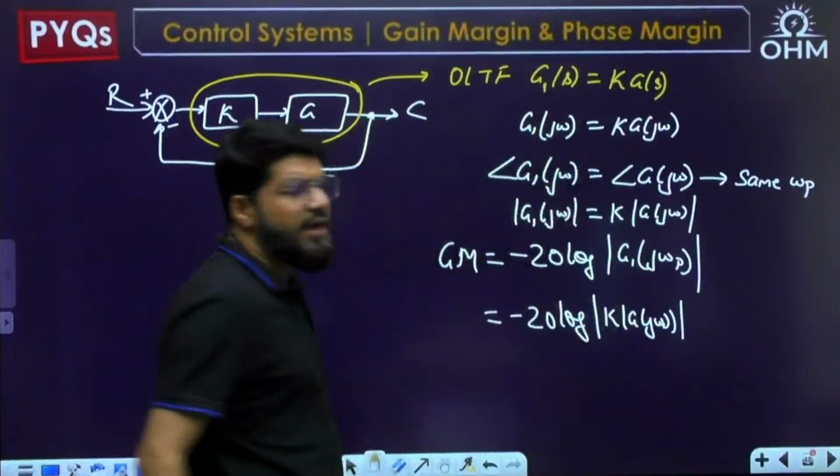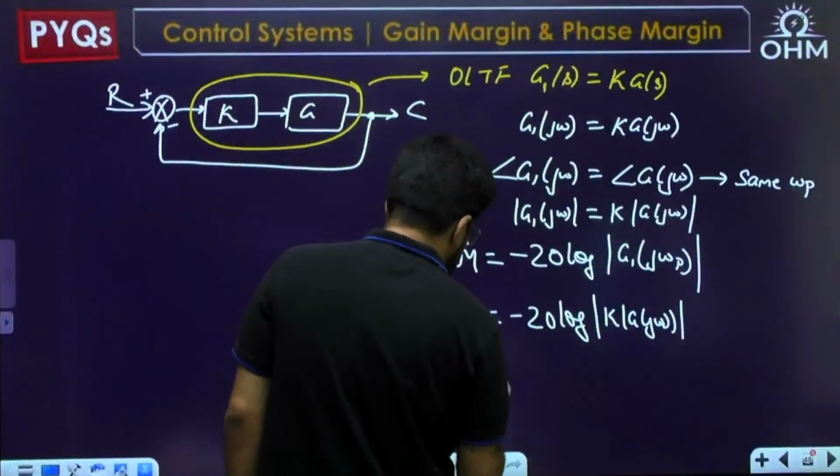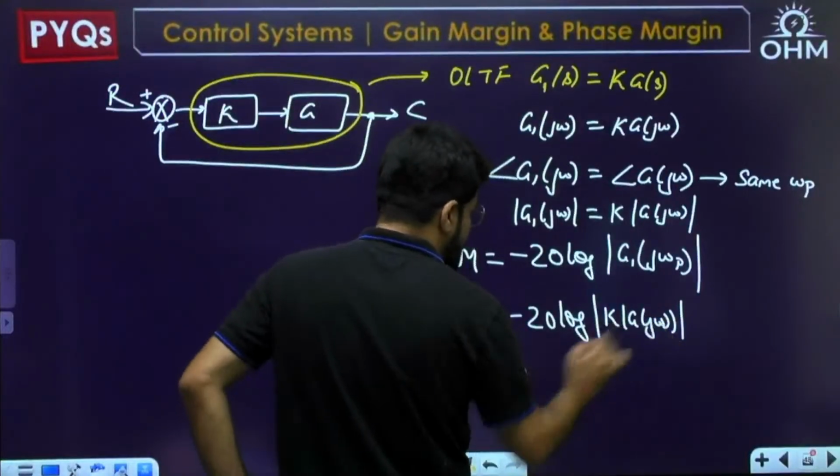Now what is log A into B? It is log A plus log B. We can split this. So the gain margin is now minus 20. Log A into B is log A plus log B.